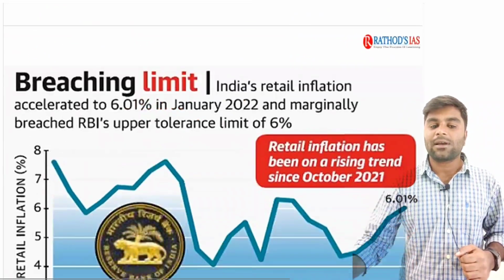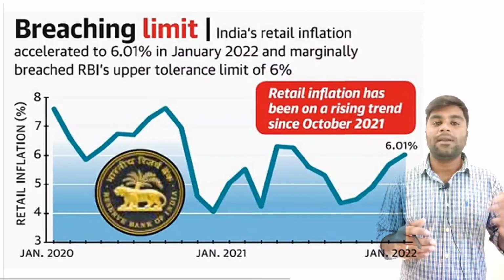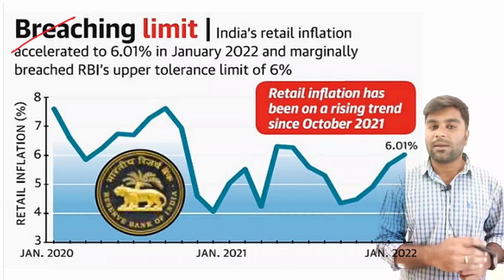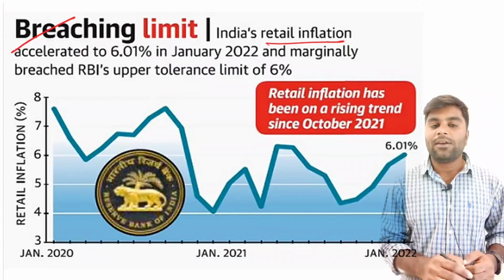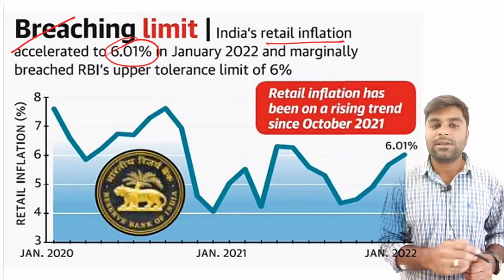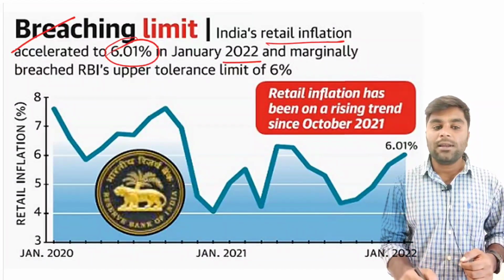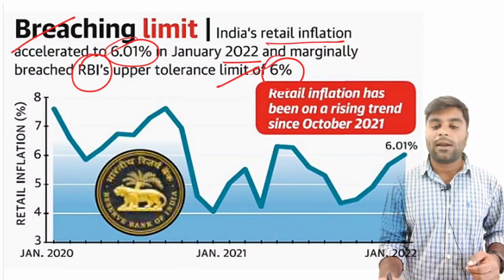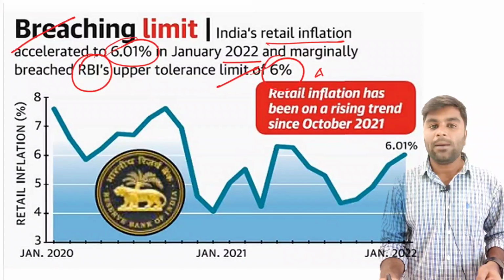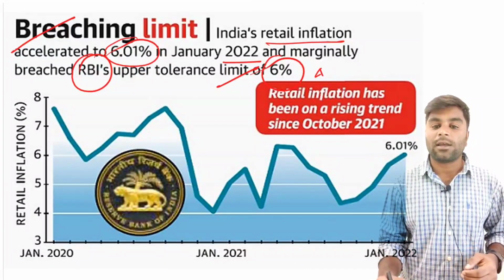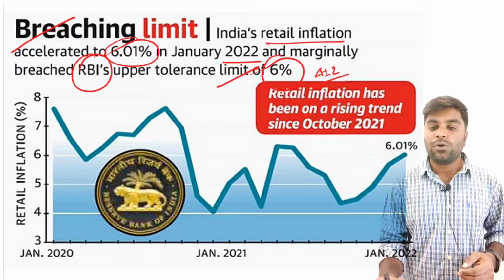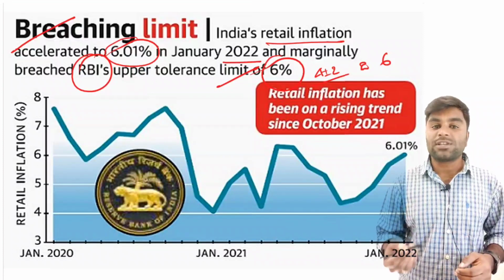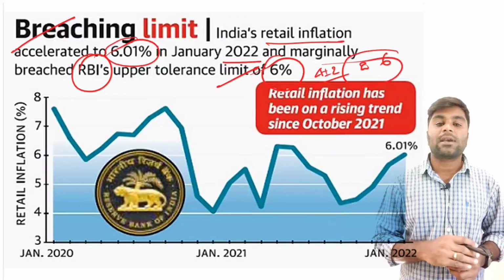These are the new current affairs which appeared in different newspapers in the last week. The first one says breaching limit. India's retail inflation accelerated to 6.1% in January 2022 and marginally breached RBI's upper tolerance limit of 6%. You all know that the inflation rate should be maintained by the RBI, as a part of inflation targeting, at 4 plus or minus 2. So inflation should not go below 2% or above 6%, right? So this is the current affair.